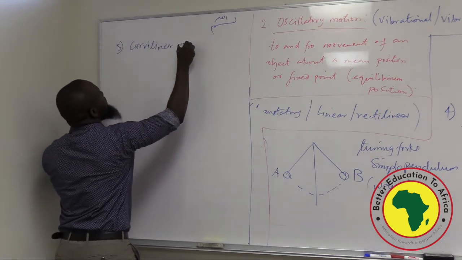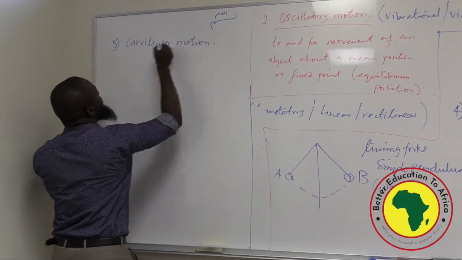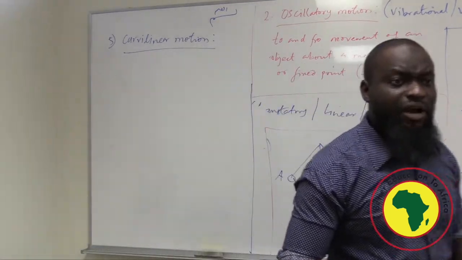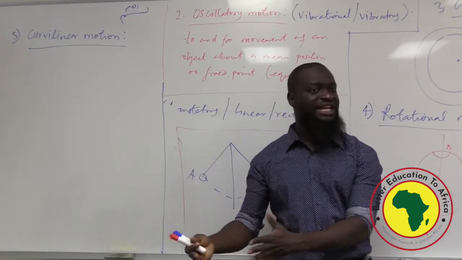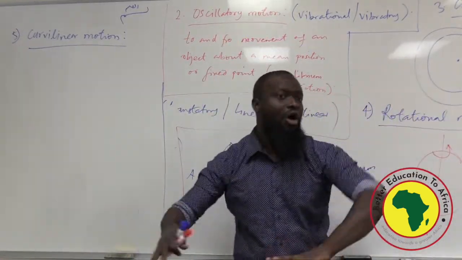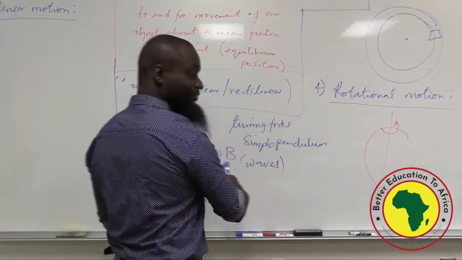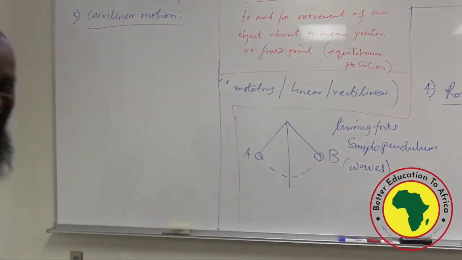Now, we'll talk about number 5. Curvilinear motion. Curvilinear motion is a combination of curved motion and linear motion. A combination of rotational or circular and linear. You are rotating at the same time you are moving in a straight line.